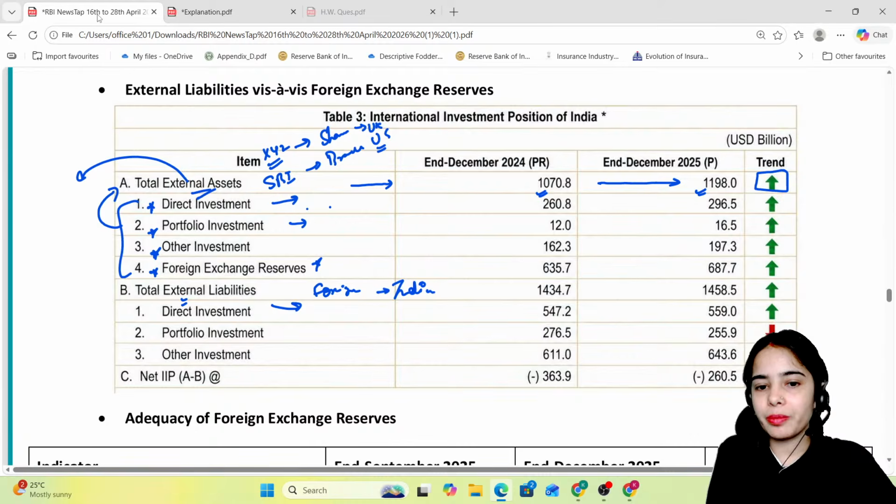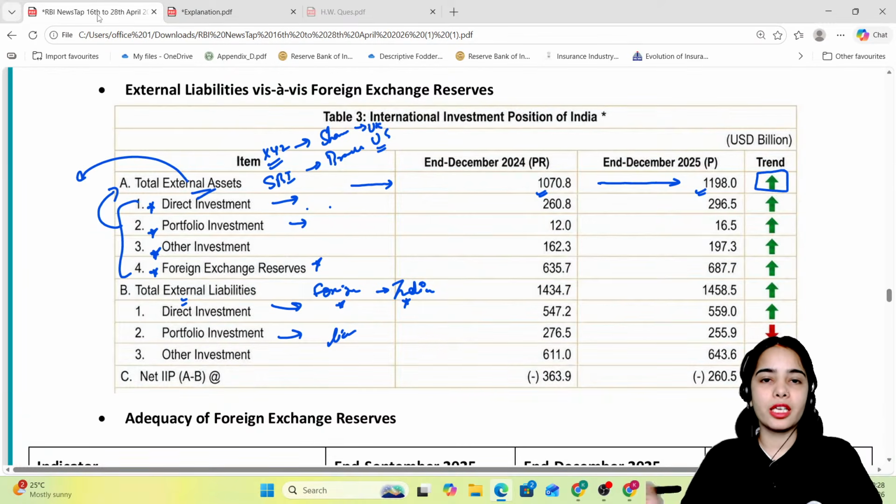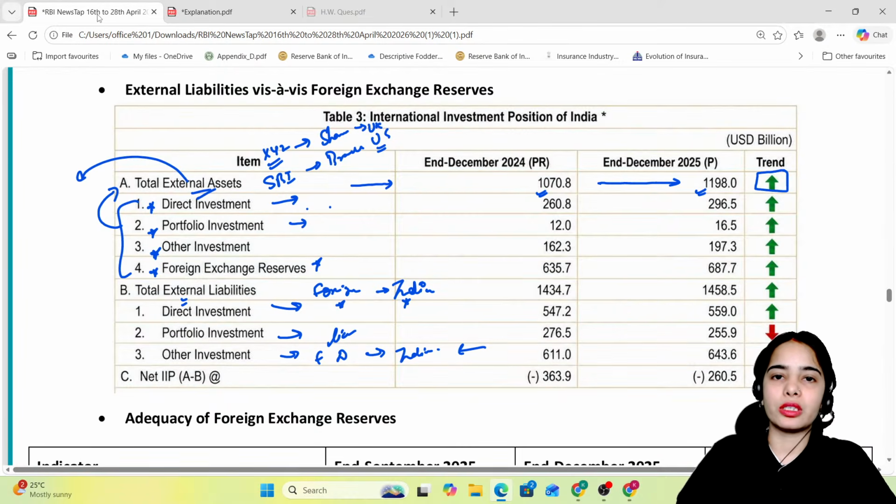This is a liability because in the future we might have to return the money. Portfolio investment that the foreigners have done in India is also a liability because in the future we might have to return the money. The foreigners might sell their shares or bonds in the market, and they will want their money back. Other investment is basically the deposits, the non-resident deposits or foreigner deposits. The foreigners are depositing their money in India. This is also a liability that we will have to return in the future.